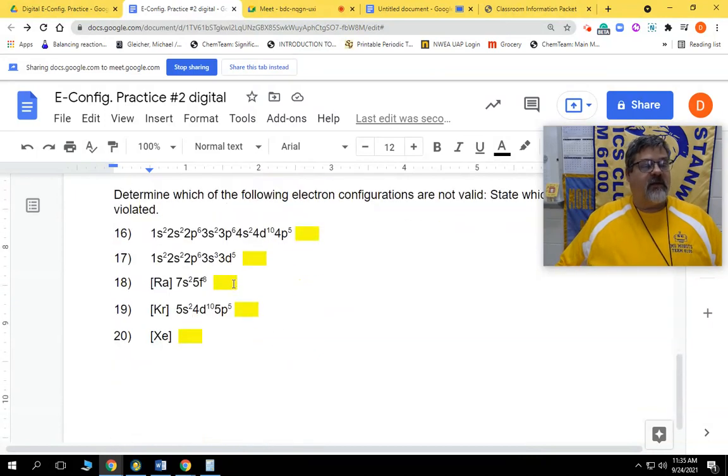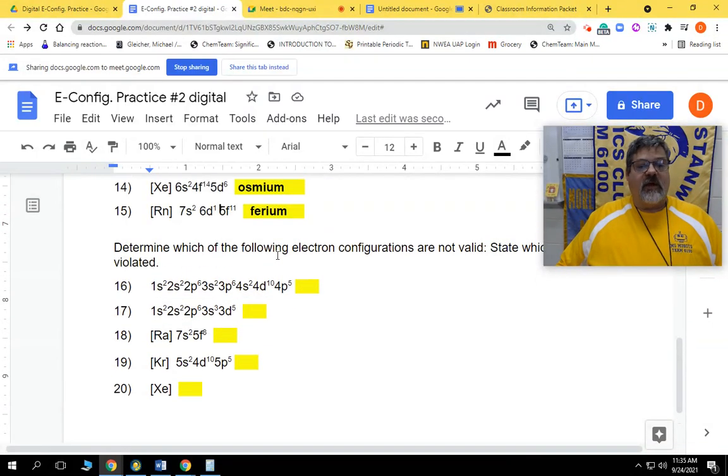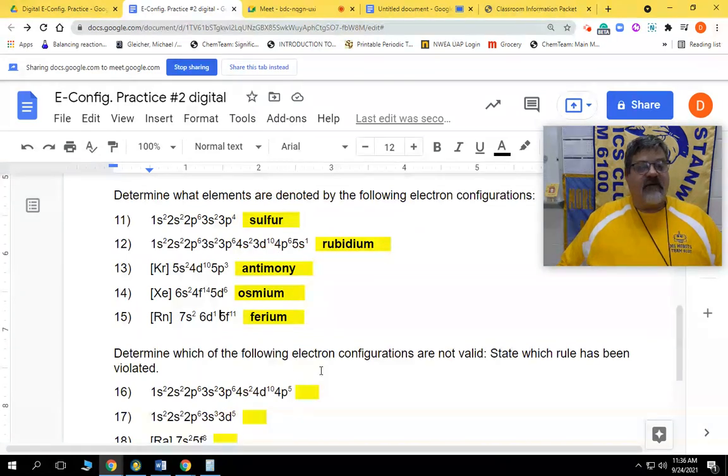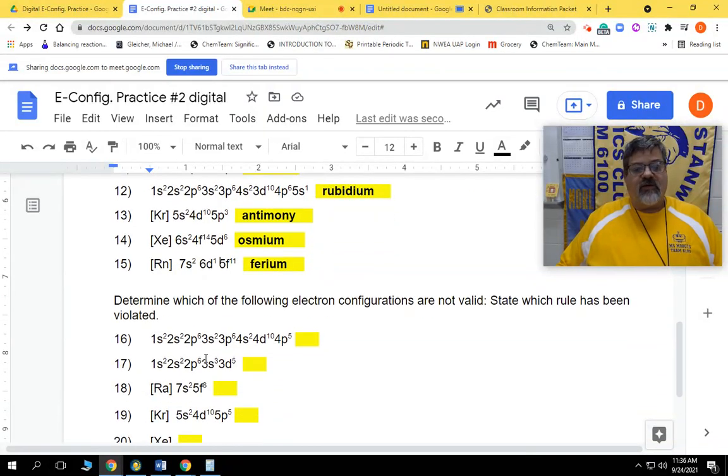Okay, let's go on to 16 through 20. It's going to say determine which of the following electron configurations is not valid and state which rule has been violated. I'm not going to really worry too much about the rules. We'll talk about it, but I want you to know where the mistake is. So the first one is the mistakes we got to look for. S's can have no more than 2. P's can have no more than 6. D's can have no more than 10.